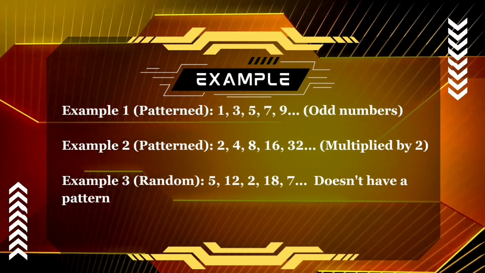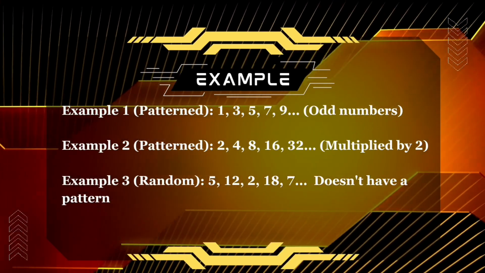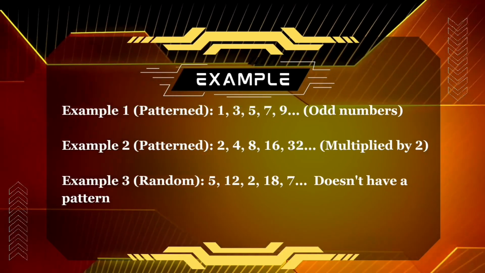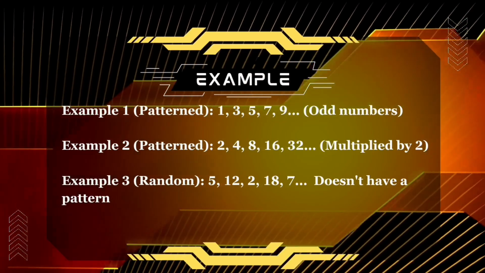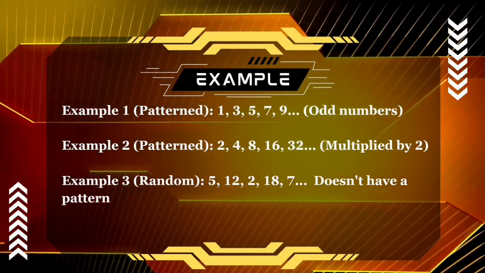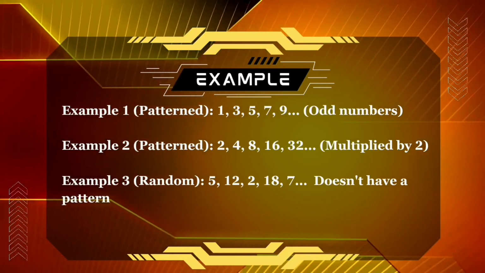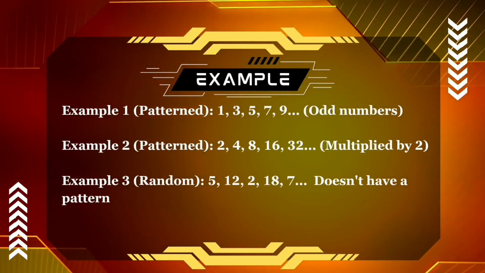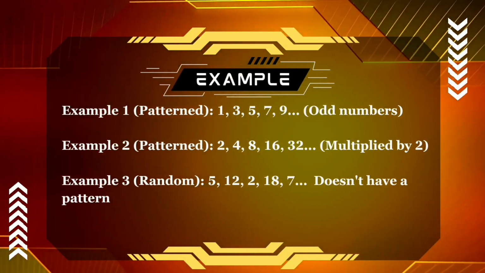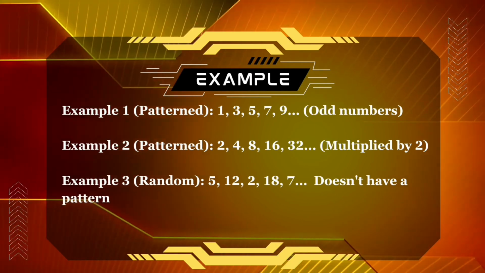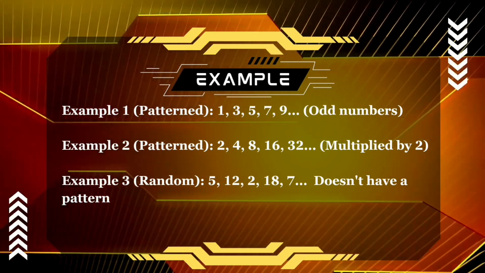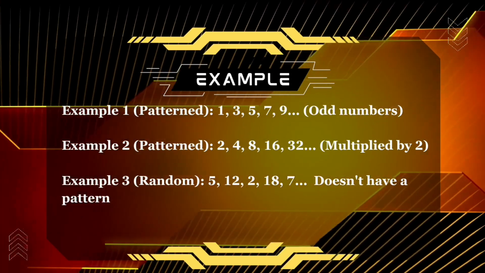Example number 1. Sequence 1, 3, 5, 7, and 9. This sequence represents the set of the odd positive integers. Notice the pattern? Each term increases by 2. This is called an arithmetic progression, where there is a constant difference between consecutive terms.